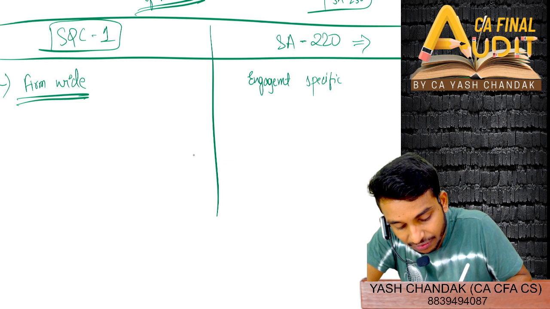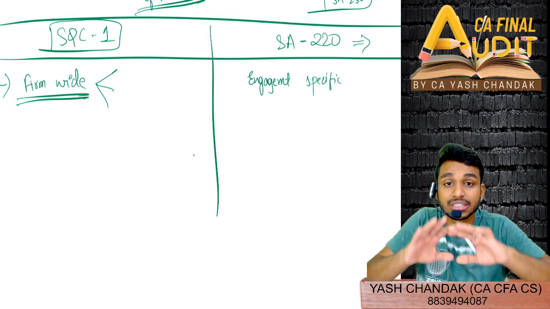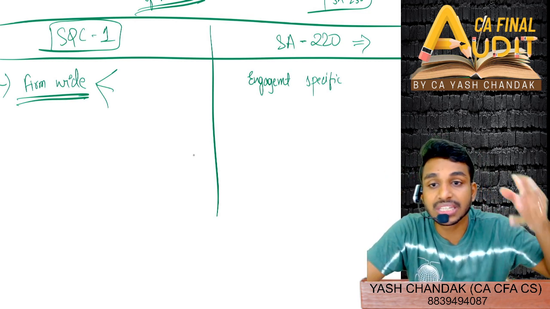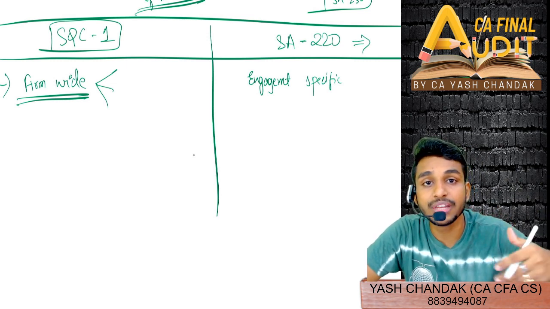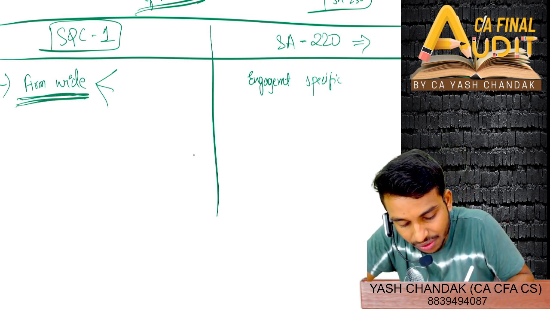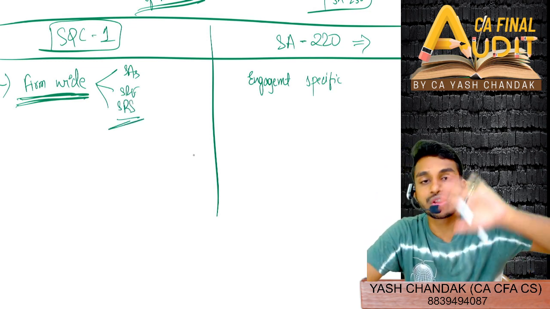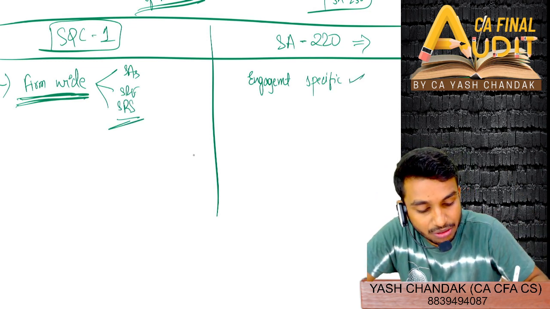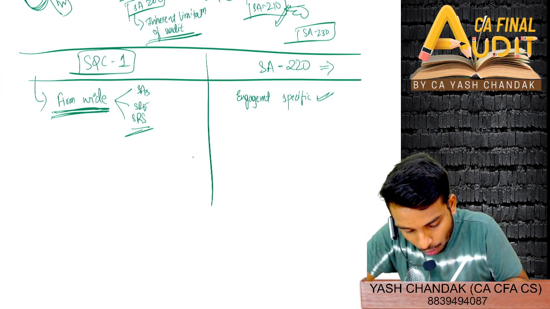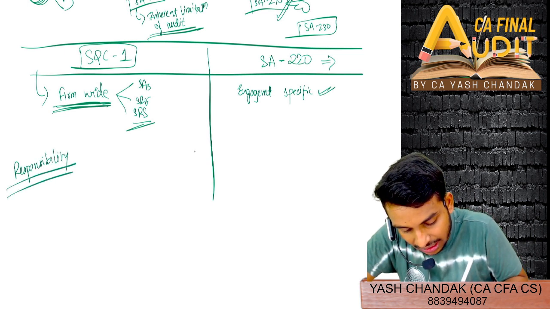But the firm wide one will deal with whether the firm has complied with all the quality control standards, whether the firm has complied with all the policies and procedures, whether the same has been communicated to all the employees, whether they have been trained, whether they are properly following the policies and procedures or not. So SQC 1 is firm wide for all services, for audits, for SREs, for SRS, all services. But here SA 220 is engagement specific. First point of difference.